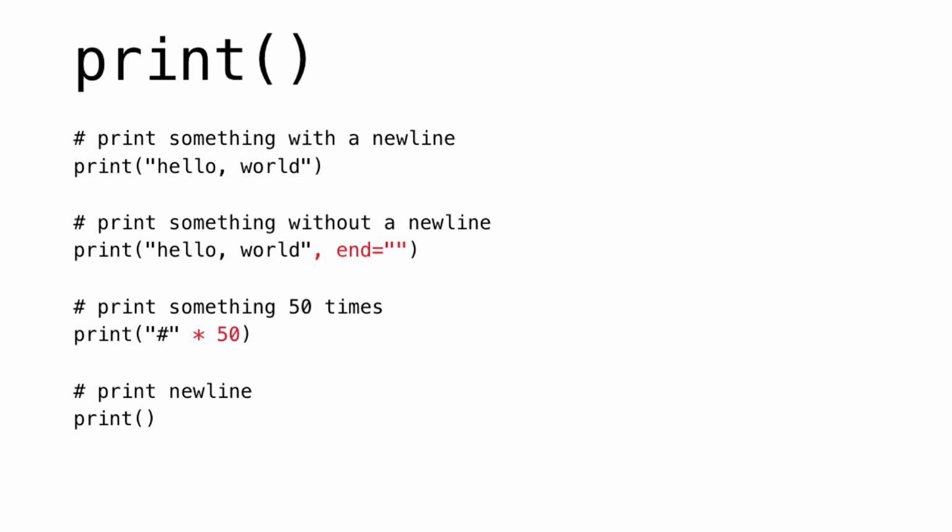Now in Python, it automatically prints something with a new line unless otherwise specified. So if you want to print something without a new line, then you'll have to add in a comma after the string that you're printing and put an end equals with 2 empty quotation marks. So now that you have that, let's talk about enciphering.